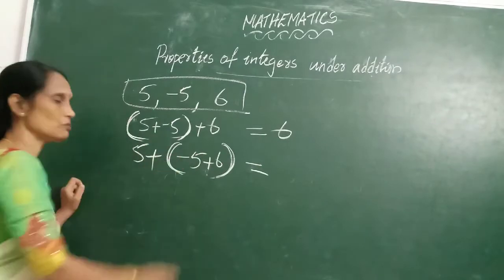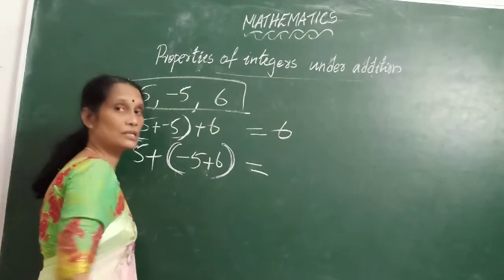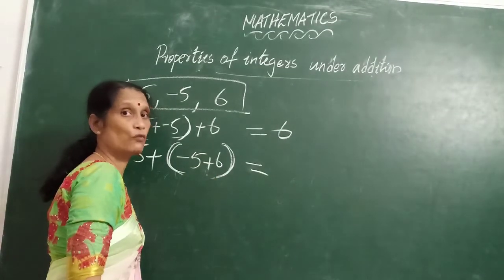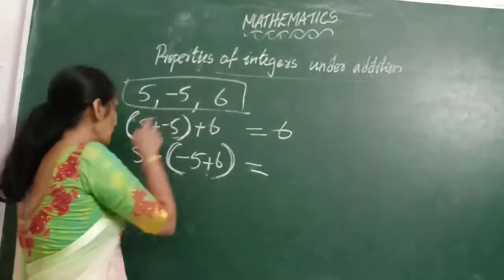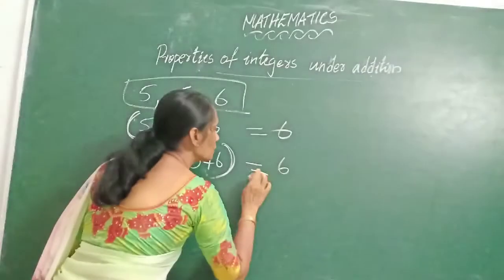Let us see this one. Minus 5 plus 6. How much is minus 5 plus 6? 1. Right. 1 plus 5, that's also equal to 6, you know.